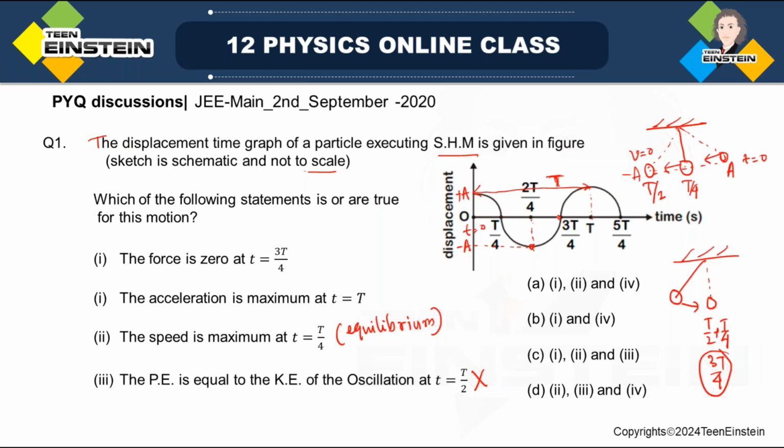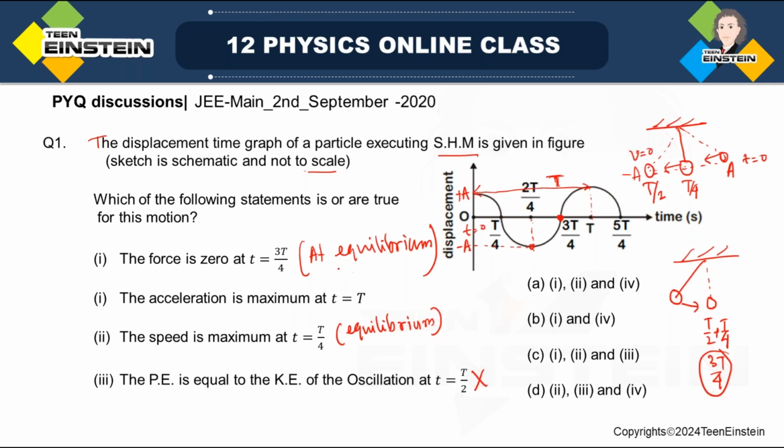Look there, see this position. This position is again at the equilibrium position. The speed will be maximum, kinetic energy will be maximum, but force will be 0, displacement will be 0. Let us see what is there. So the force is 0 at t equal to 3T by 4. It is absolutely correct because it is again at equilibrium. So the pendulum is again at the equilibrium.